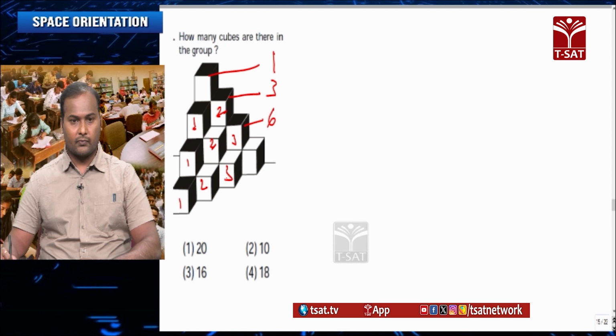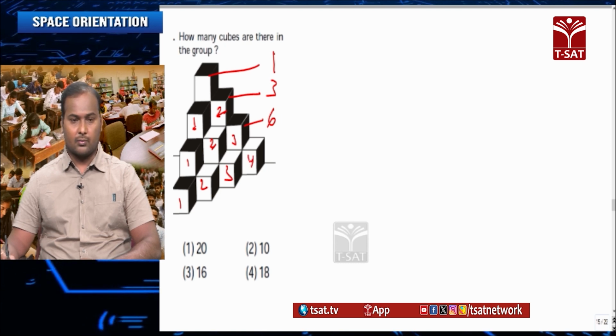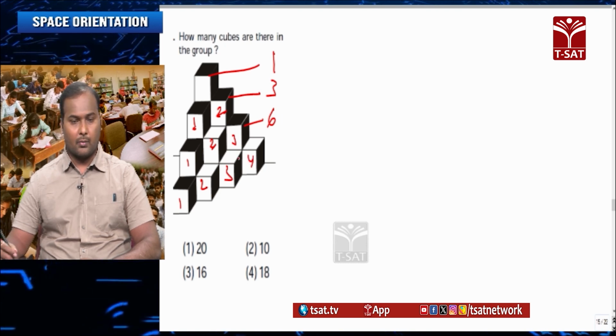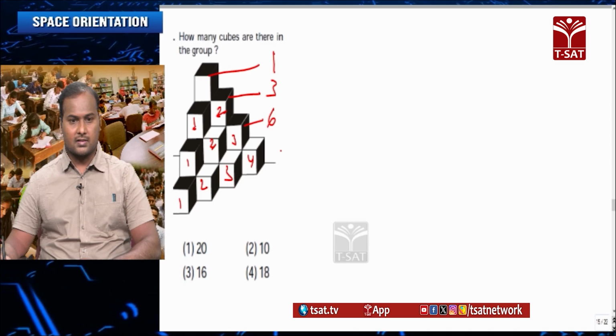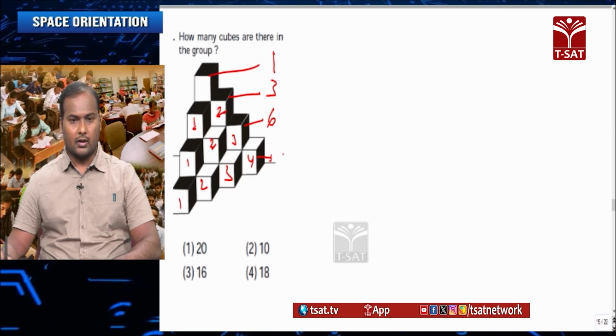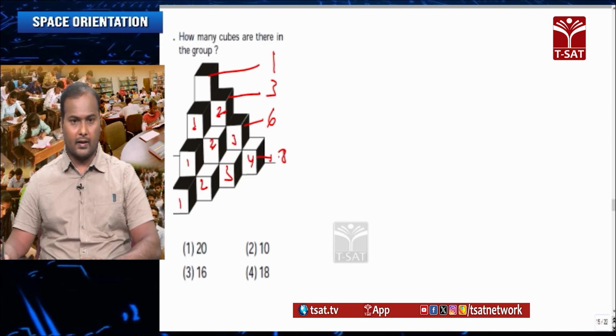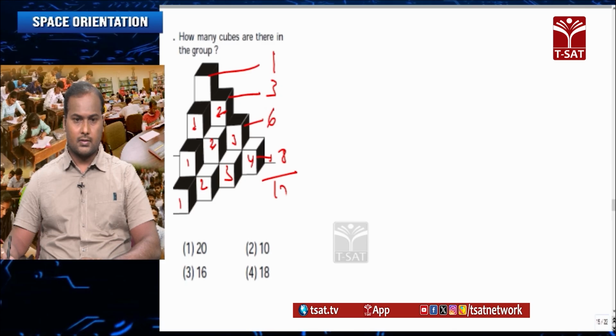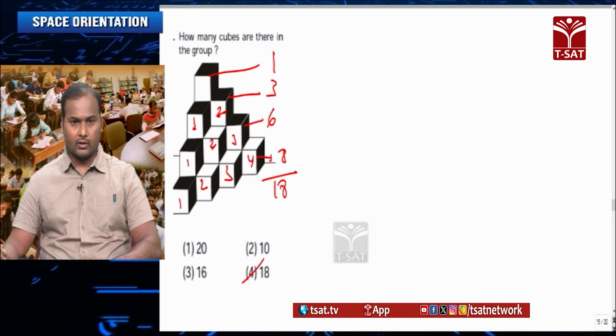1, 2, 3, 4 are visible. But on the back side how many are there? There also 6 are there. So 8 are there. So we will go with the 8. Total answer is 18 is the answer.